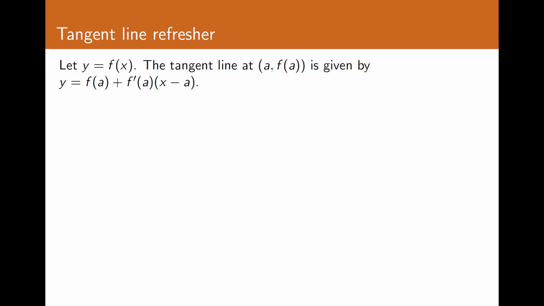Suppose we're looking at a function of one variable, so we have y equals f of x. We can recall the tangent line at the point (a, f of a) is given by the equation y equals f of a plus f prime of a times (x minus a). If we let L of x be f of a plus f prime of a times (x minus a), this is the linearization of the function at (a, f of a).